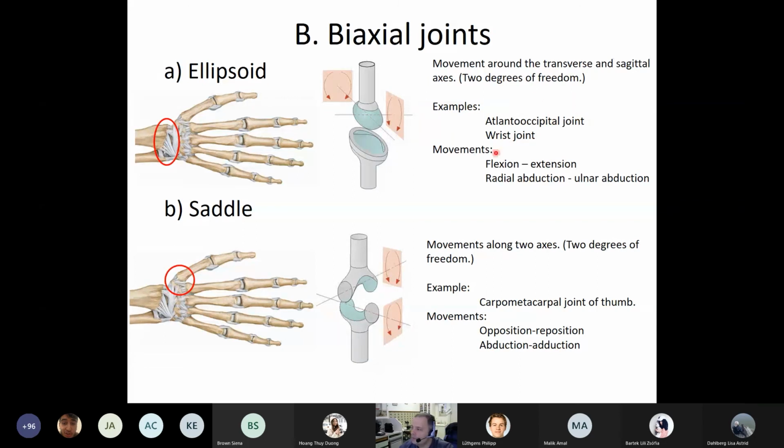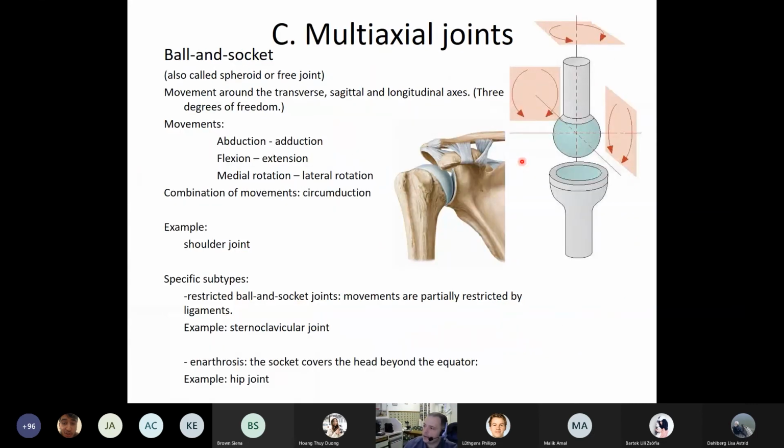I also named 2 examples in the upper part of the slide. So these joints have 2 axes. And then we turn now to the multiaxial joints. These joints have many axes, but we usually define 3 only because we keep the main axis of the human body. So we have here the 3 degrees of freedom, but these joints can be moved practically in any directions.